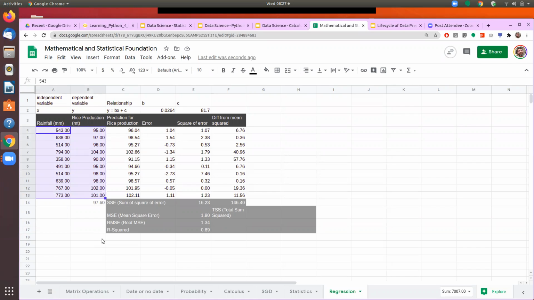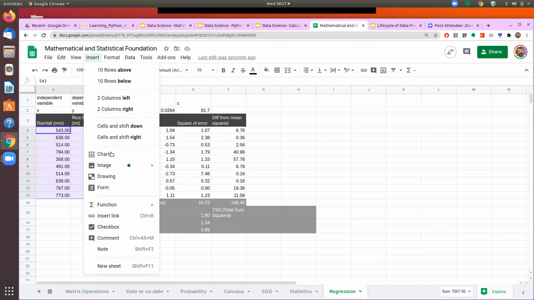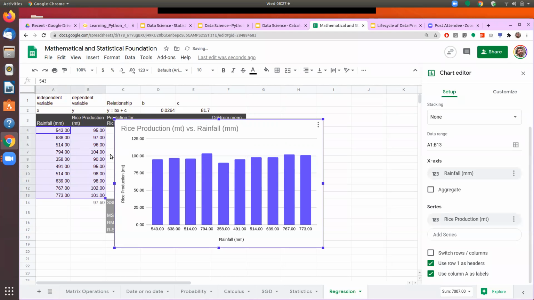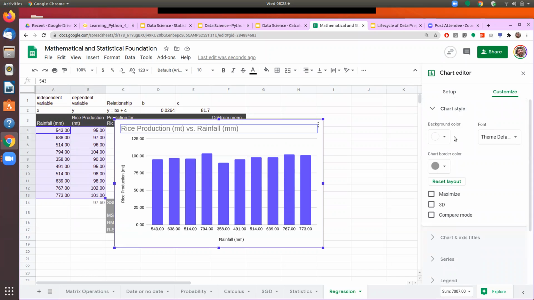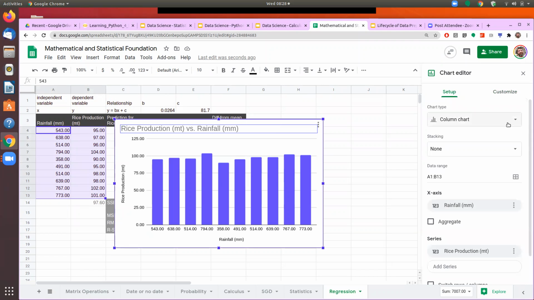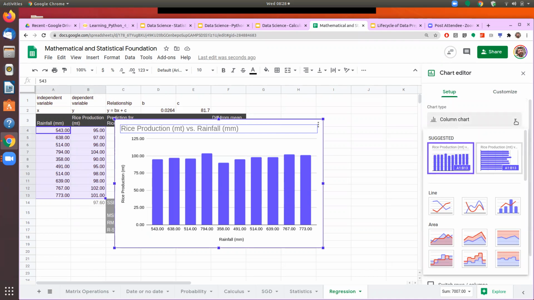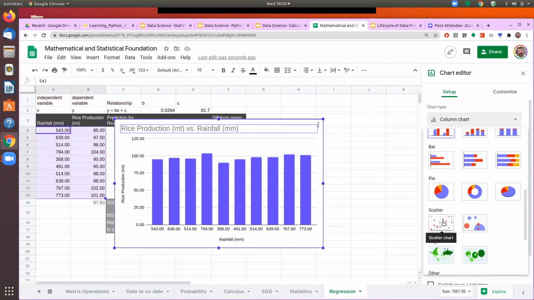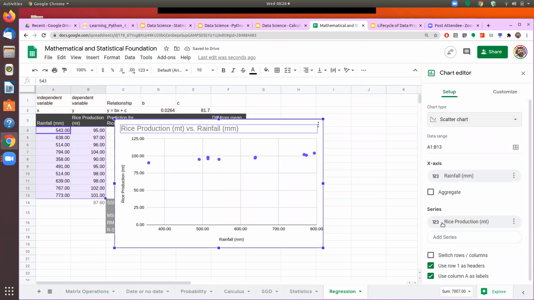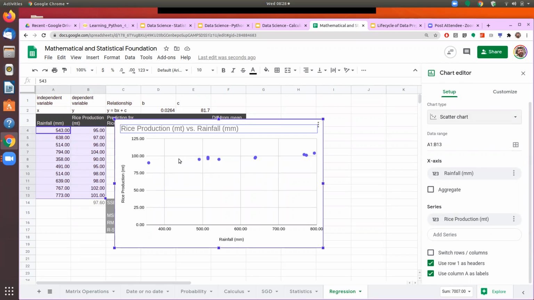So I take these two columns, then insert chart. Then we choose the chart type. The chart style we will choose is scatter chart. From setup, what is showing right now is the column chart. We'll go to scatter chart, so we'll choose scatter. Now, having chosen scatter chart, all these dots are showing here. Then I go to customize.